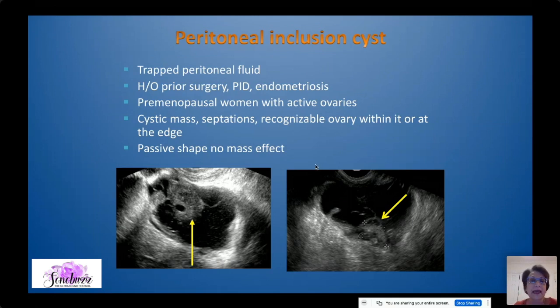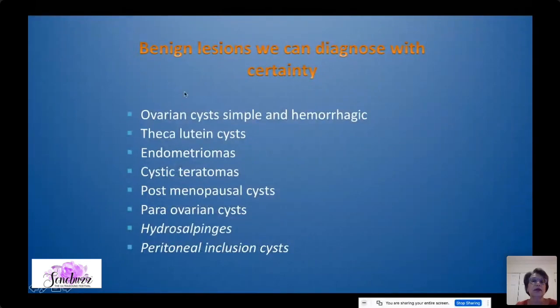And the important thing to recognize is that they have a passive shape. They don't create mass effect. They tend to surround the ovary, as you can see here. So to summarize, these are benign lesions we can diagnose with certainty. We can put it in our report and basically reassure the patient.